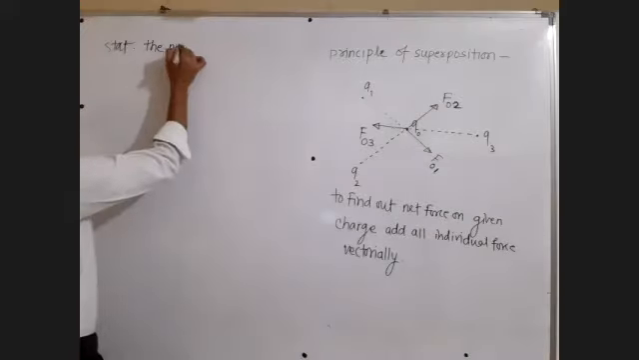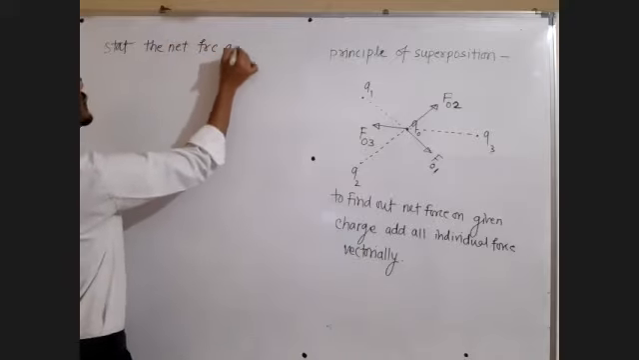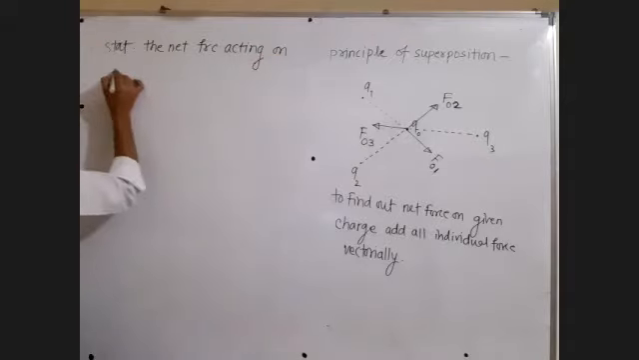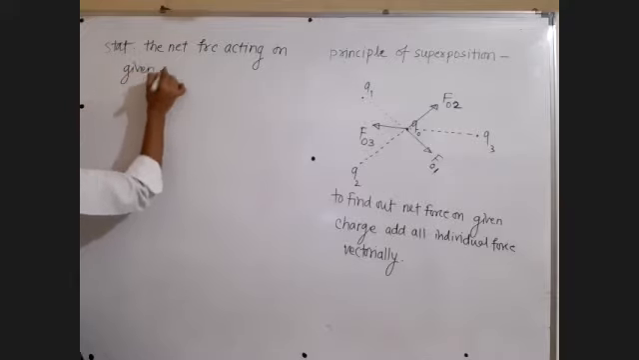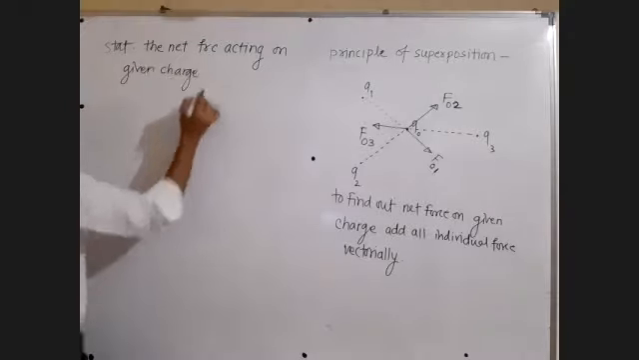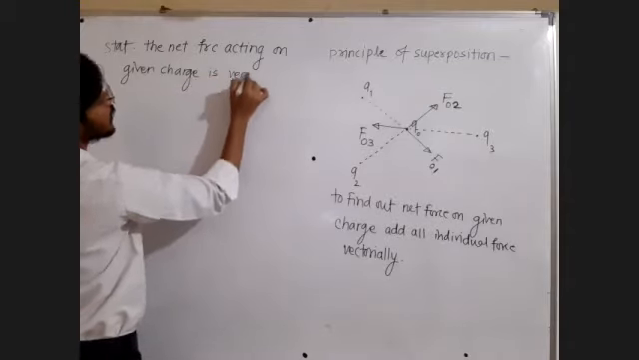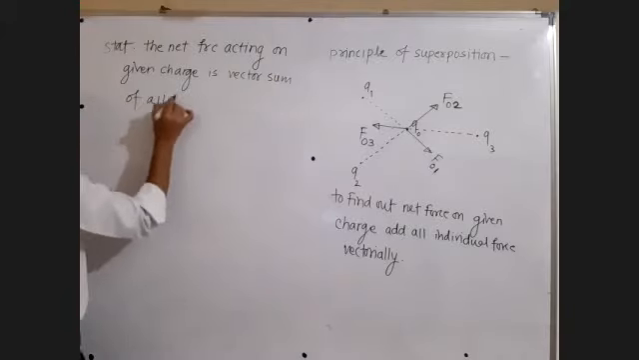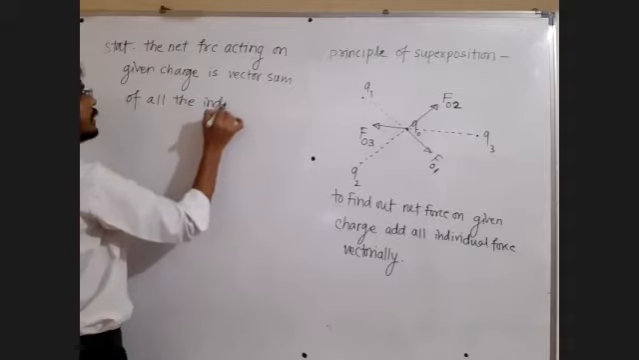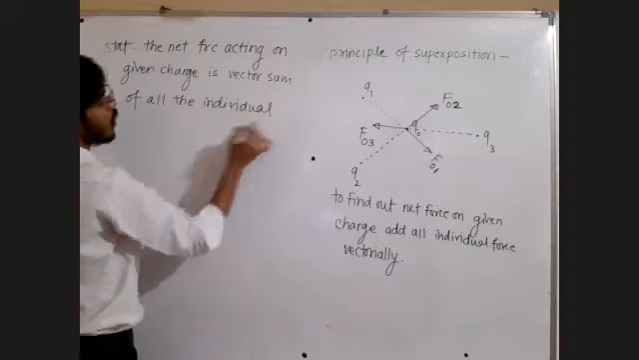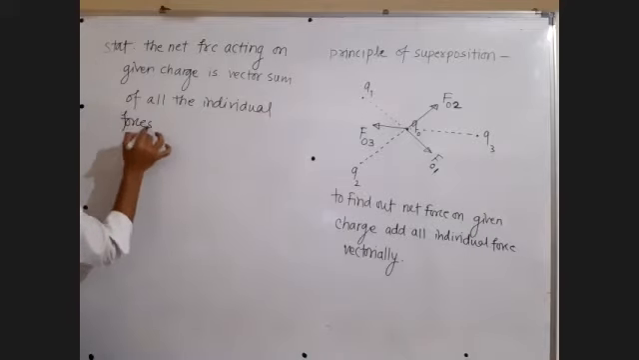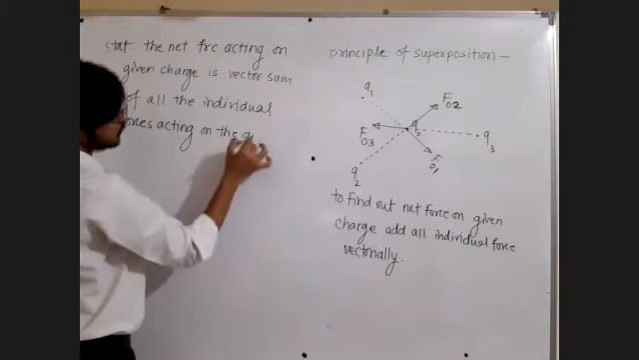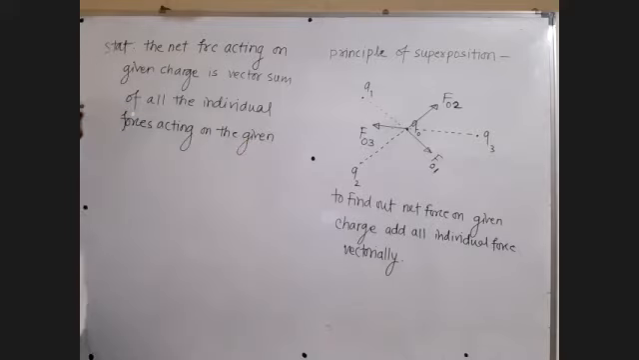The net force acting on a given charge is the vector sum of all the individual forces acting on the given charge. That's it. This is how the statement of the principle of superposition is written.